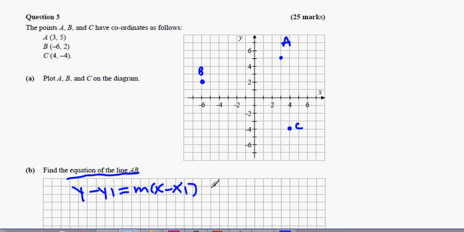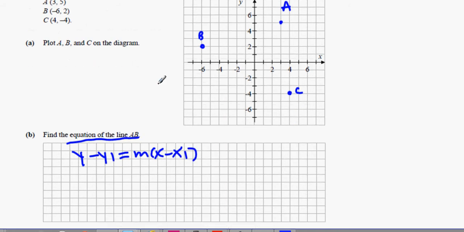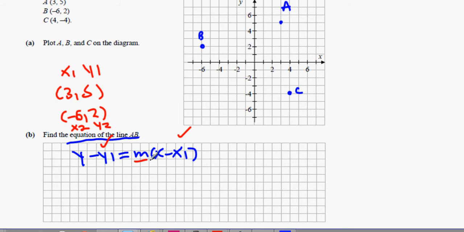Now, I'm going to show you two different ways of doing this. The first way is we're going to label A and B. So A is 3, 5, x1, y1, and B is minus 6, 2, which is going to be x2, y2. Now, we have x1 and y1. What we don't have is the slope. So we need the slope formula, which is m equals y2 minus y1 all over x2 minus x1. We're going to put that into the equation of a line formula.